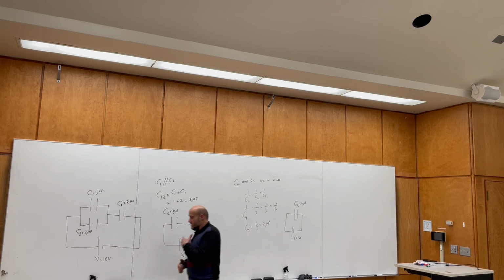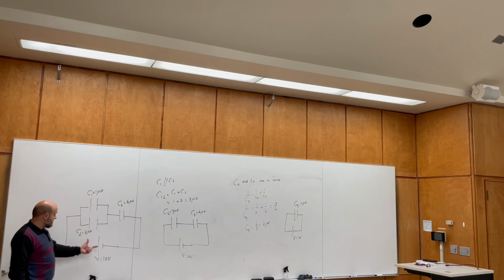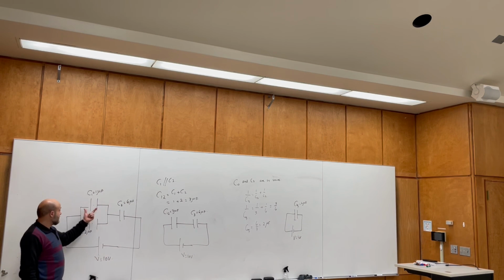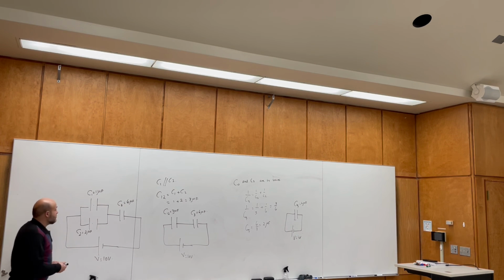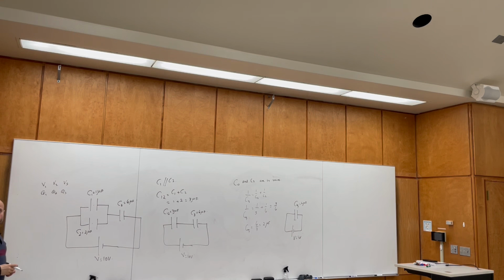Now the other question, if we need to analyze the circuit, we know this is 10 volt. But what about the voltage between these 2 points, or these 2 points? What's the voltage here? What's the voltage here? What's the charge on each capacitor? So we need to find V1, V2, V3, Q1, Q2, Q3. So we need to analyze the circuit by finding the voltage and the charges on each capacitor.